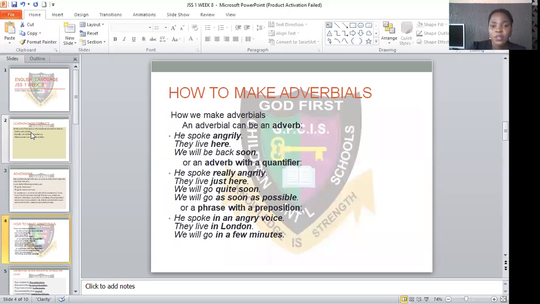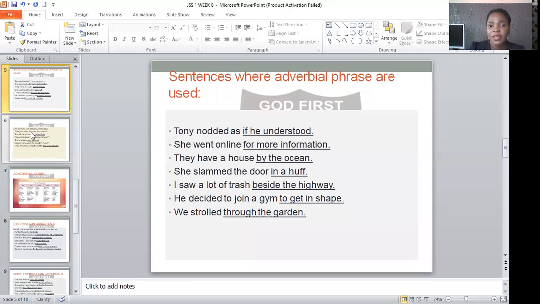I also talked about how to make adverbials. An adverbial can be an adverb. It can also be formed with a quantifier and also with a preposition. Some sentences where adverbials are used: Tony nodded as if he understood. She went online for more information. They have a house by the ocean. She slammed the door in a huff. I saw a lot of trash beside the highway. He decided to join a gym to get in shape. We strolled through the garden.